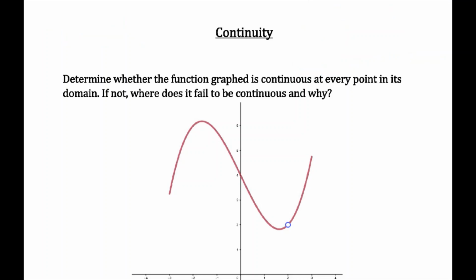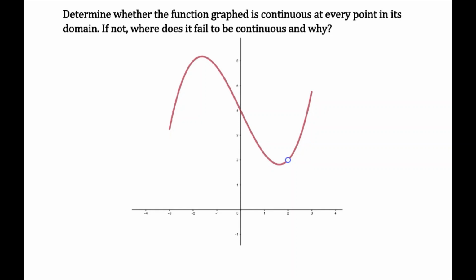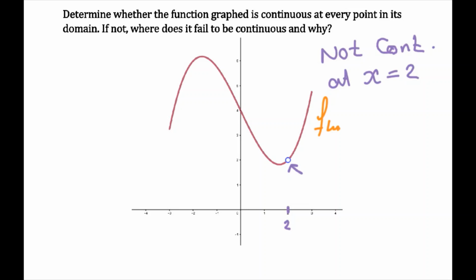Now, let's try to tell whether a function is continuous at every point in its domain here. Well, by looking at this, we will realize that at x equals 2, the function is undefined, so it's not continuous. So here, the function is not continuous at x equals 2, and the reason is that the function is undefined at x equals 2. Yes, the limit exists, but it does not equal f(2).